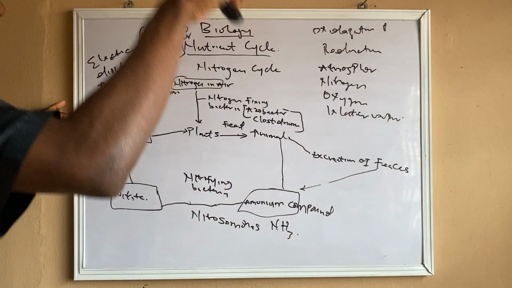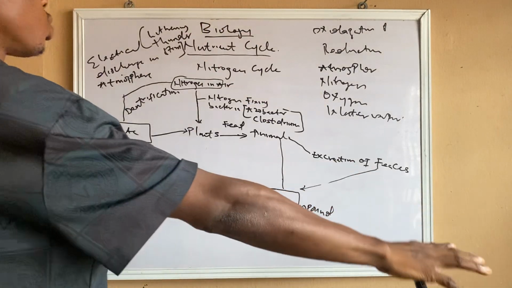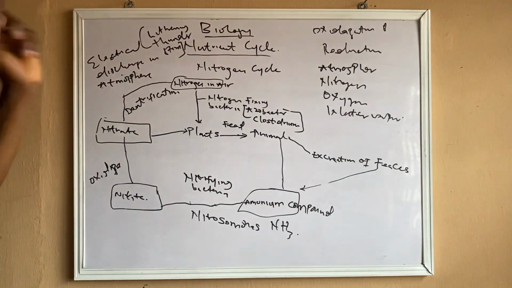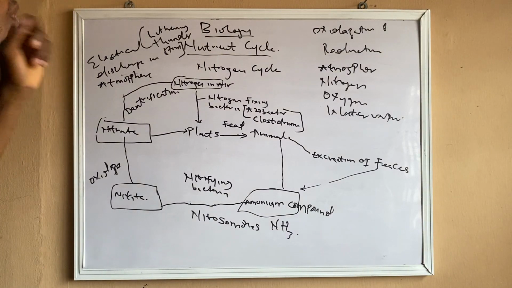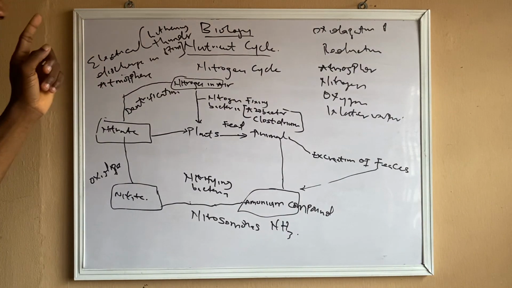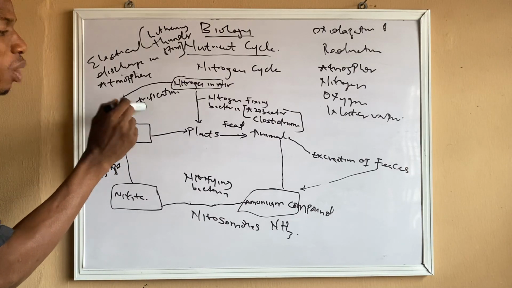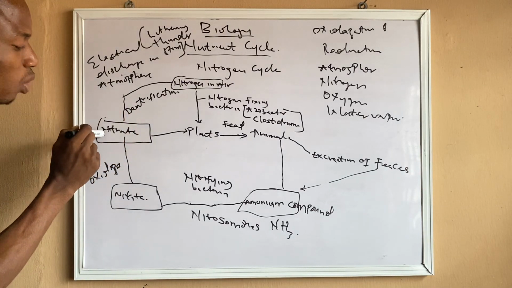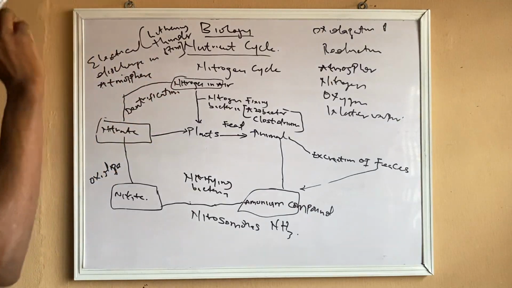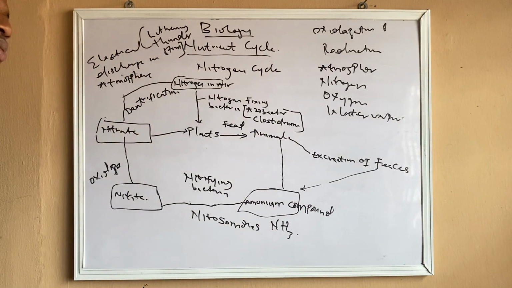But the others are adding nitrogen to the soil. That's one of the examples that most students usually fail in the exam. They don't take notice that it is only denitrification, the reaction of nitrate to nitrogen, that removes nitrogen from the soil.